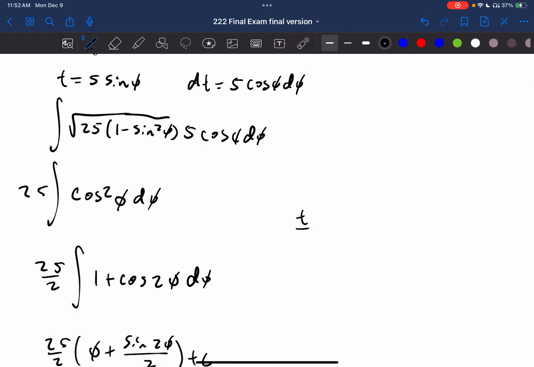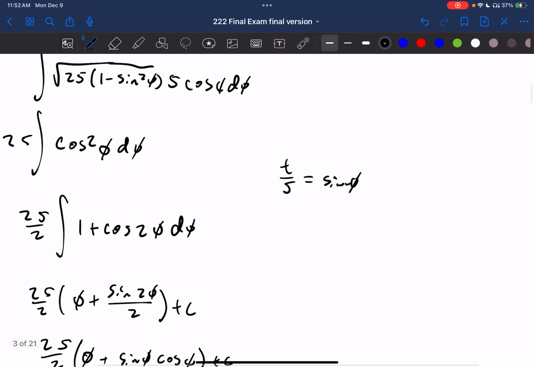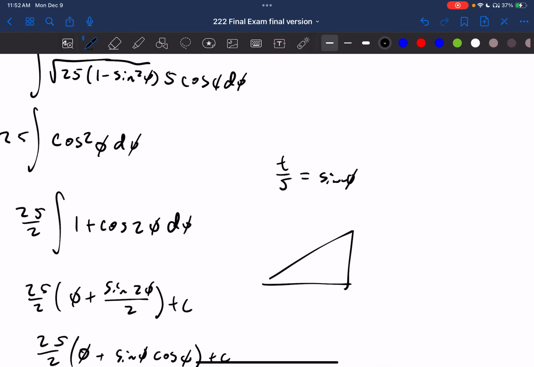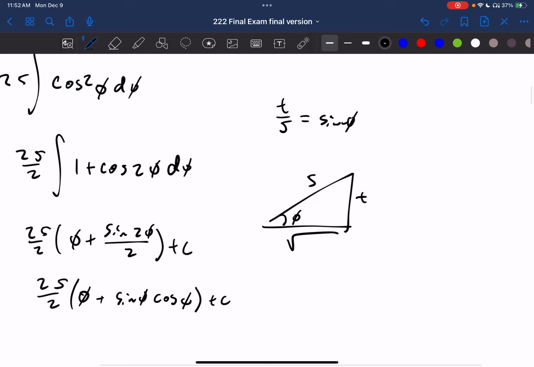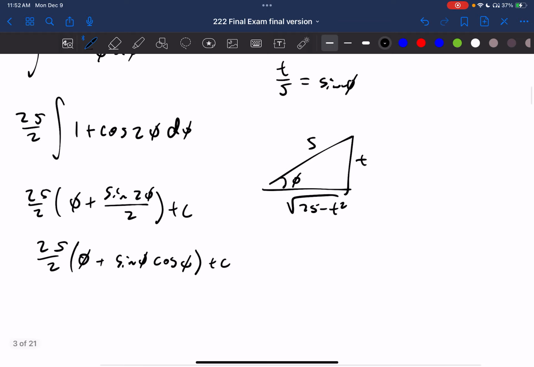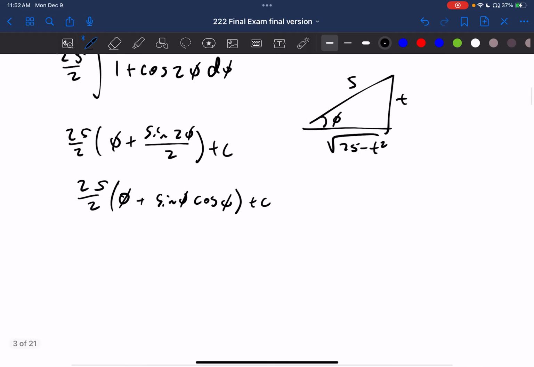Notice t divided by 5 is equal to sine theta. So if we draw a triangle with this being theta, we know sine is opposite over hypotenuse, so it's going to be t over 5. So we know this adjacent side is going to be, by the Pythagorean theorem, the square root of 25 minus t squared.